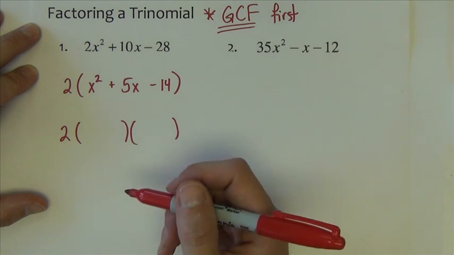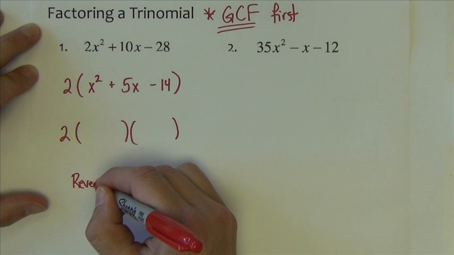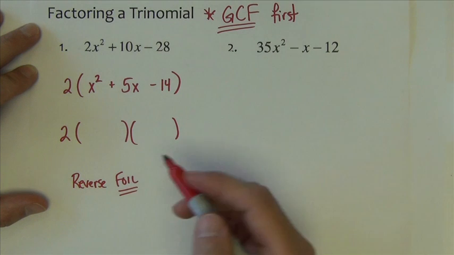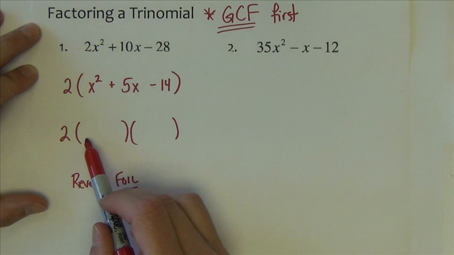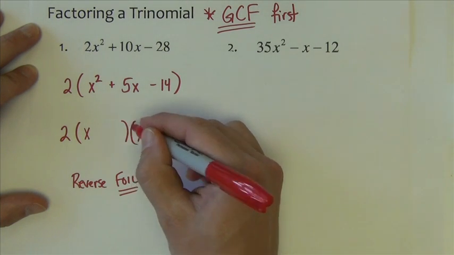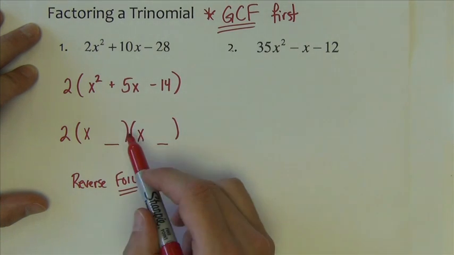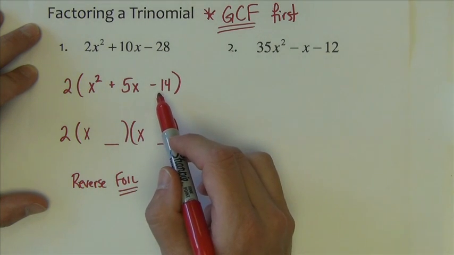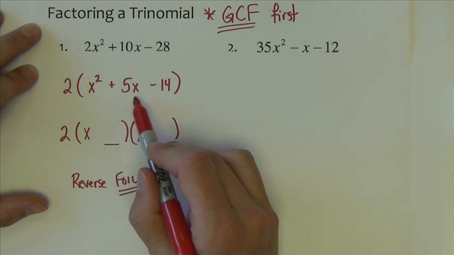The pattern is this. It's exactly like reverse FOIL. Everyone in here probably knows what FOIL is for multiplying binomials. It's just the reverse of that. What times what would give the first term here? Well, x times x would give x squared. These two numbers are typically the challenge. I need to know what times what gives negative 14, and what plus what gives 5.